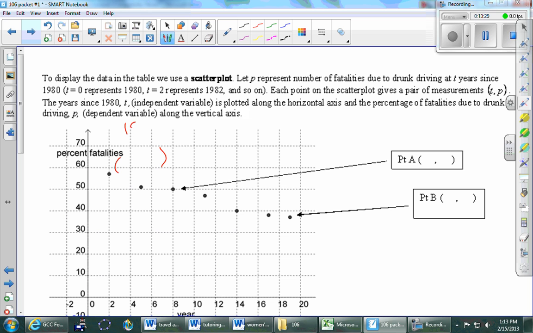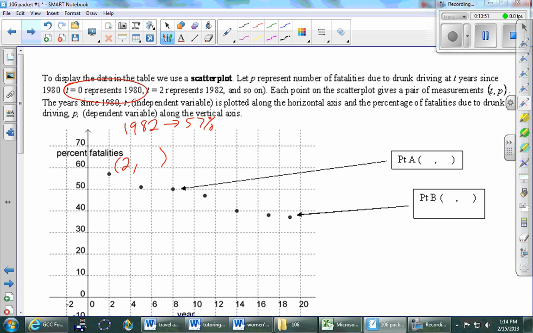1982, and 57%, right? Those are the numbers in the first row. In this table, what's the X value? It's 2, because 1982. What we're saying here is that t equals 0 is 1980. That's where we're starting the graph, all right?